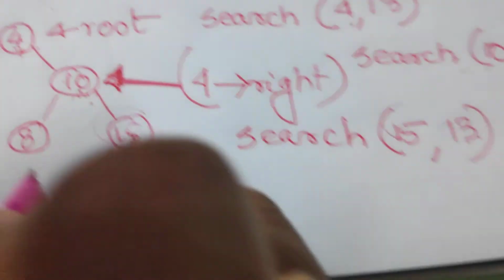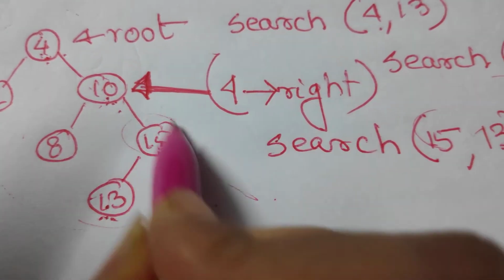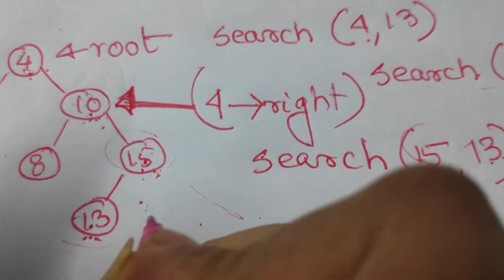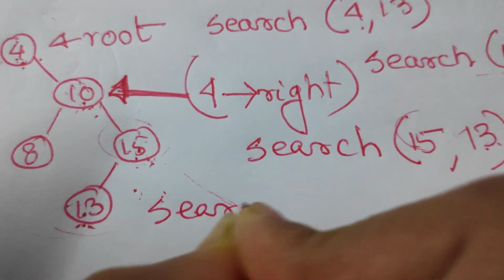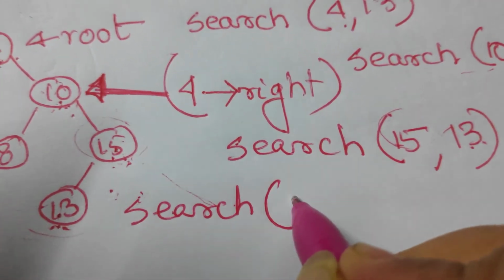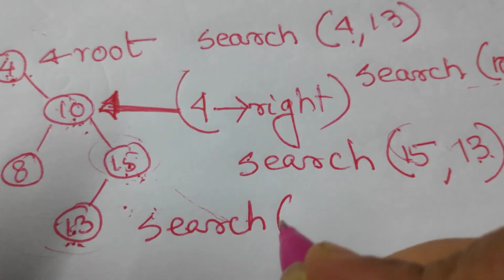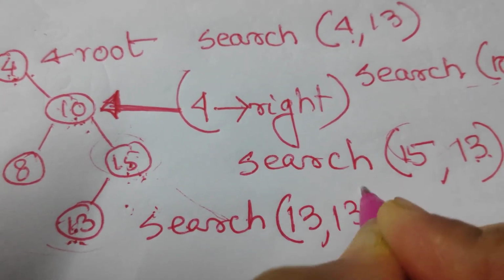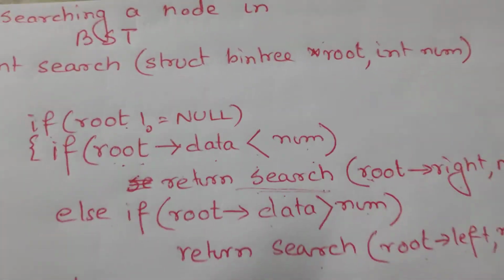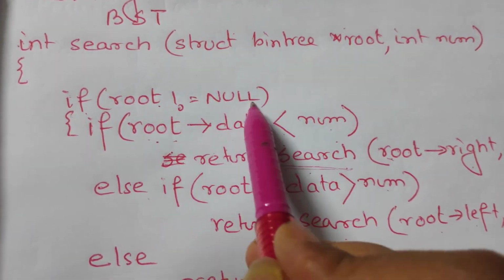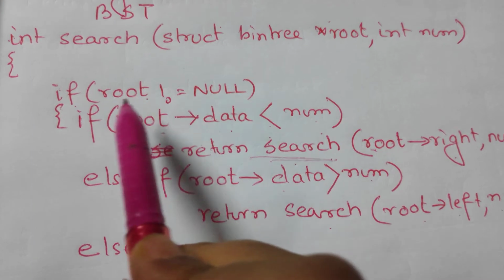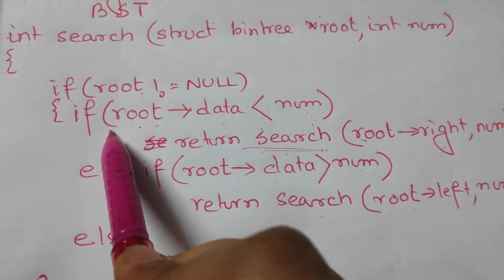So we are calling the search with root left. What is the value of root? 15. So we are calling the search with root left, that is 15 left. So that is the node 13 and the number 13. So when the search starts, again root not equals to null, that is true. We will enter the if condition.